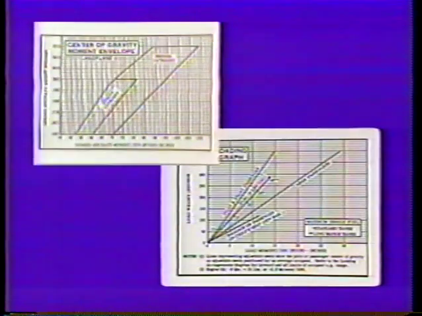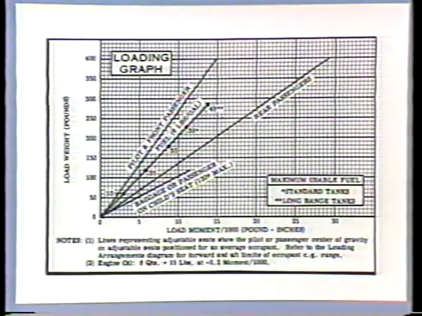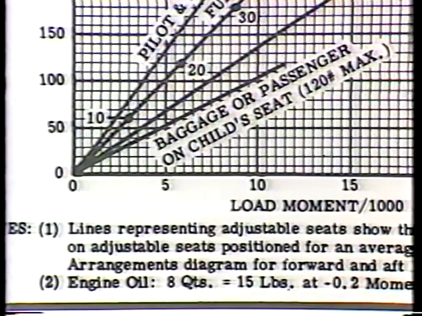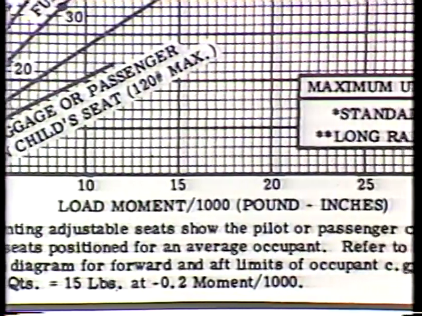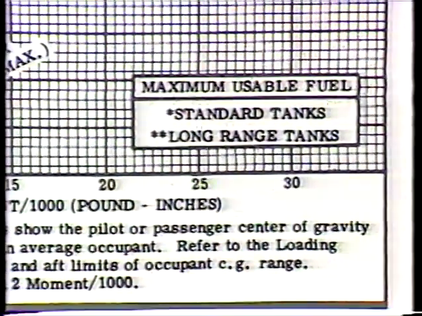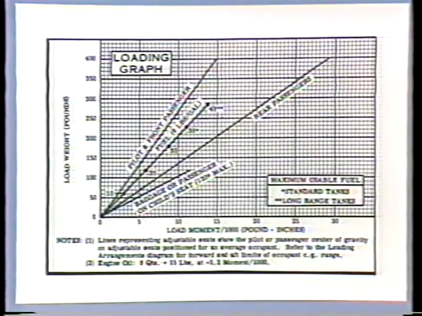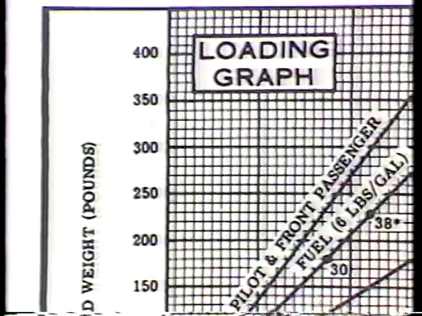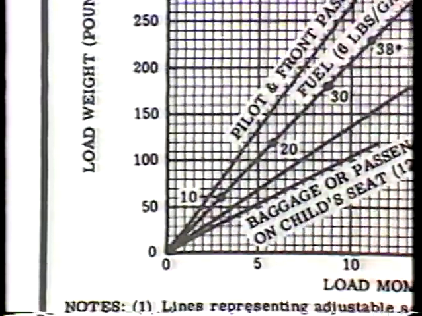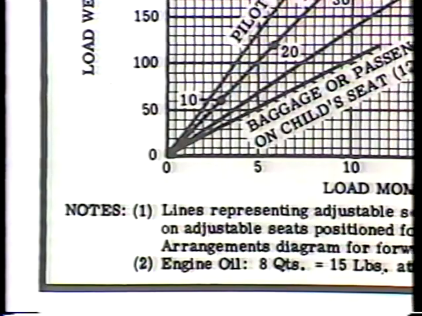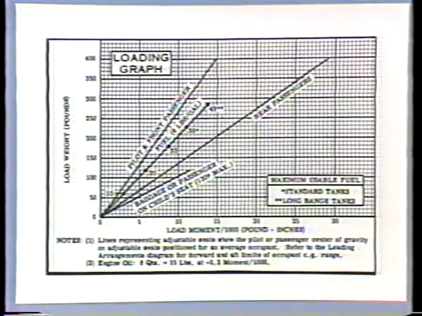The loading graph and the center of gravity envelope graphs contain all the weight and moment information, which is the reason this method is called the graph method. The loading graph has moment values along the horizontal axis, which in this example are divided by 1,000. The vertical axis shows weights. There are separate reference lines for pilot and front passenger, fuel, rear passengers, and baggage or child seat passengers. You will note that these values have been divided by 1,000 so that we can work with them easily.